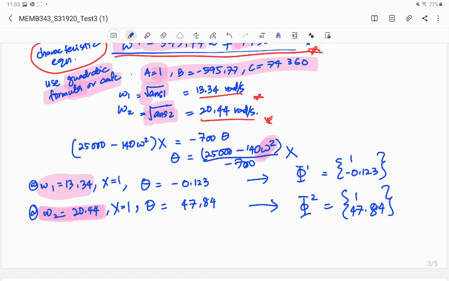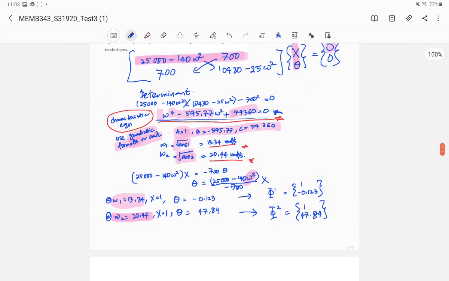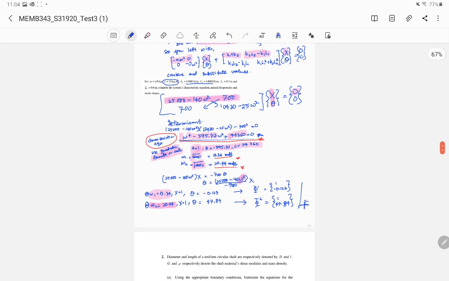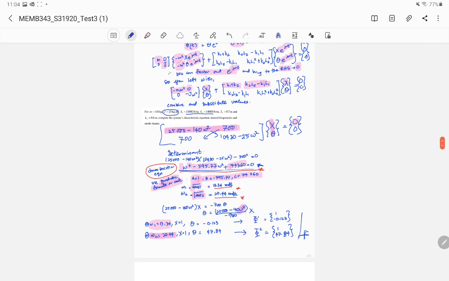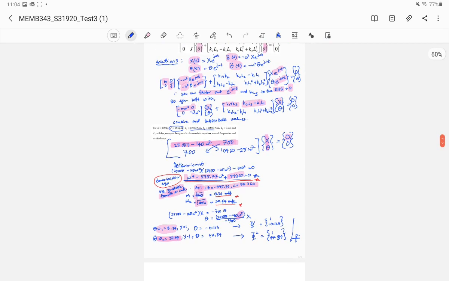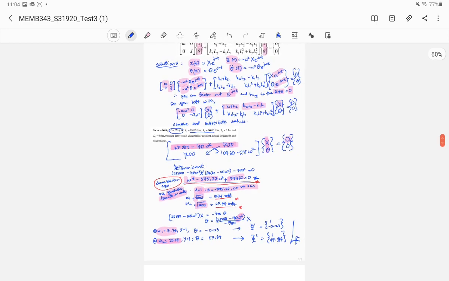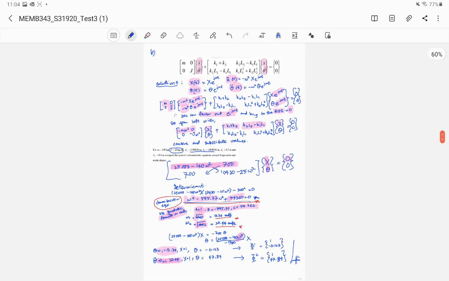So I guess that's all for this problem. This will be the final answer for the mode shapes. We've done the characteristic equations, the natural frequencies and the mode shapes. I hope you can remember the steps in order to get these three main parameters.